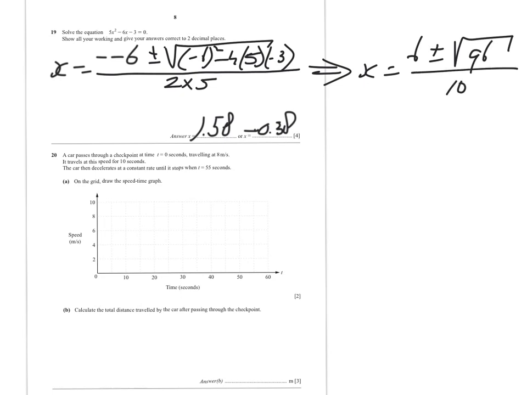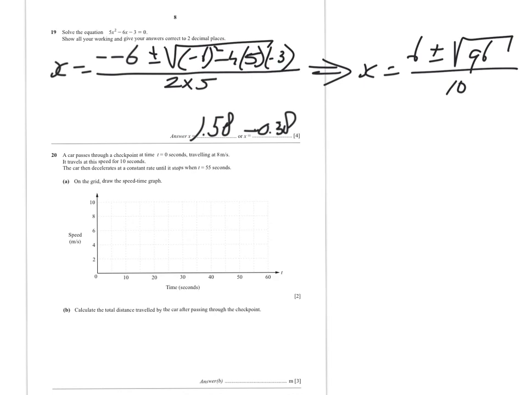Now to check my answers and to check whether those workings are correct, I'm going to plug in my calculator. 6 plus the square root of 96 equals, divided by 10 equals, and that is 1.58, and indeed that is what I had. And the other one, 6 minus the square root of 96 equals, divided by 10 equals, minus 0.38, and that's what I have. Yeah, so make sure you're able to put that in a calculator. Many of you go wrong there, so don't be part of that group.